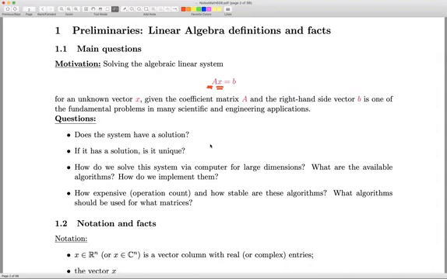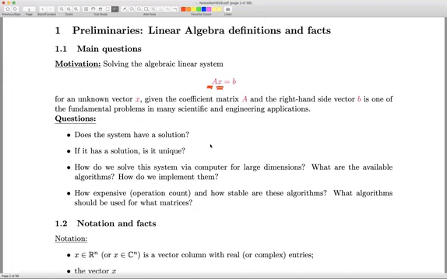In the case that the linear system has a unique solution, we have to answer the question, how can we solve this system via a computer in case the dimension of the unknown vector is very large? Because what happens in applications is that the problem that one needs to solve culminates into the need to solve a linear system for a very large unknown vector, for an unknown vector that is in a very high dimension.